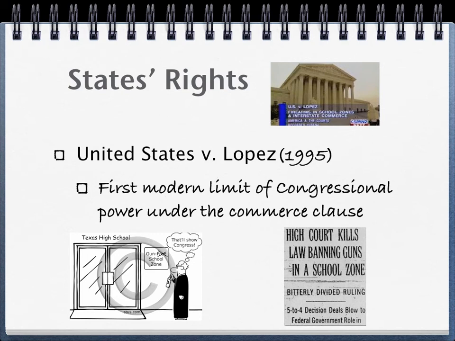It is the first modern limit of congressional power by using the Commerce Clause. Probably don't need to know that one so much by name, but the basic idea is that it did limit their use of the Commerce Clause. Remember, this is the exception to the rule. As the rule, the Commerce Clause has been interpreted very broadly and let Congress do lots of things. This is one of the very few times in history it didn't allow them to do that.